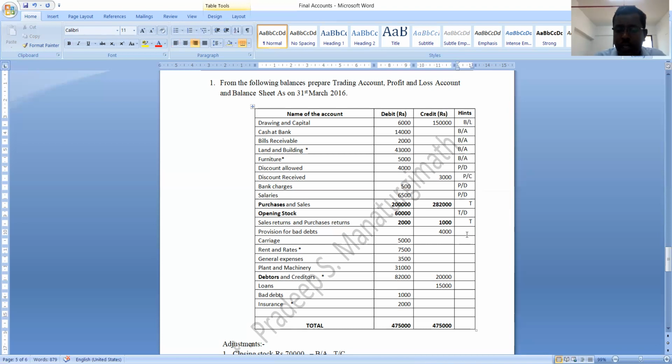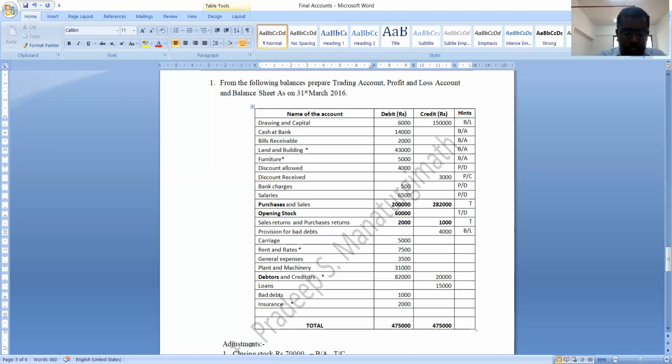Then provision for bad debts here. If it is just a bad debt, it is a loss and must be recorded in the profit and loss account. Suppose it is a provision for bad debt, then it will be a liability. It must be recorded on the liability side of the balance sheet. All the provisions are considered as liabilities.